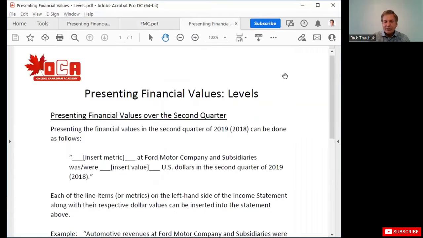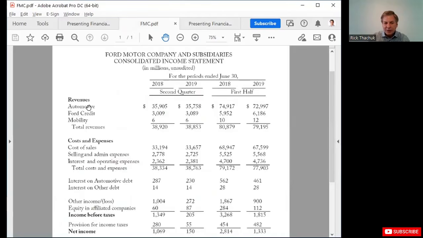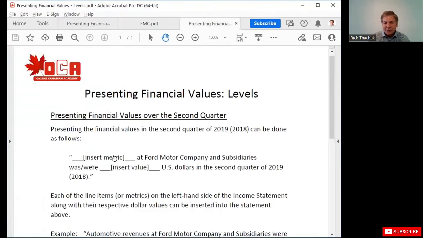Well, presenting financial values over the second quarter can be done as follows. Insert the metric, and you recall that the metrics are these line items on the left-hand side of the income statement. So we'll insert the metric here and say at Ford Motor Company and subsidiaries. Then we have to say was or were, depending upon if the metric is singular or plural. And we will look at that as we go along. Then we provide the dollar value of this metric. Remember, it's in millions. And we'll say US dollars in the second quarter of 2019. So we'll do 2019 first, and then we'll look at presenting values in the second quarter of 2018.